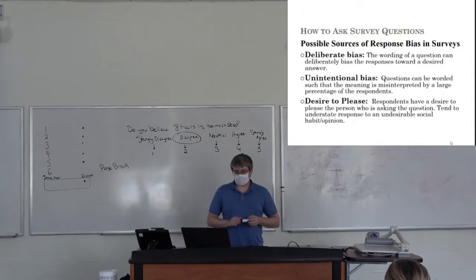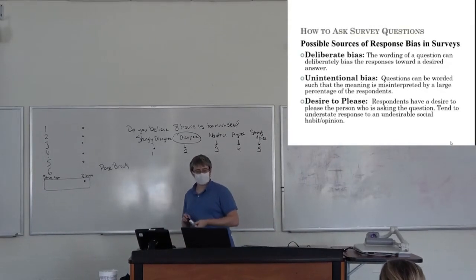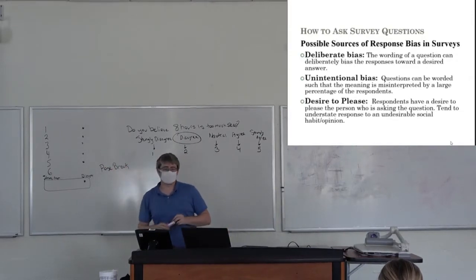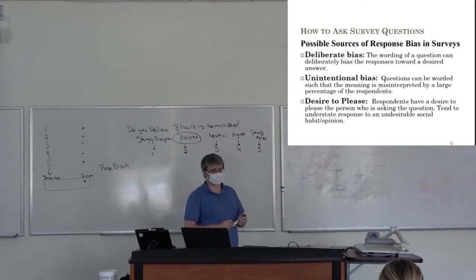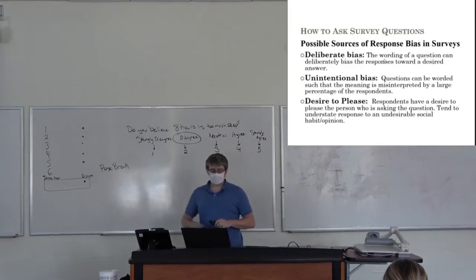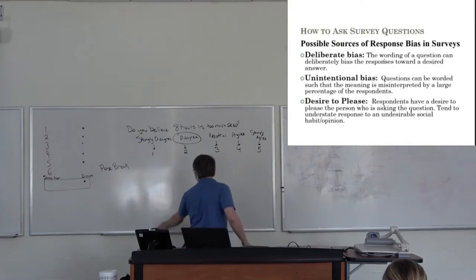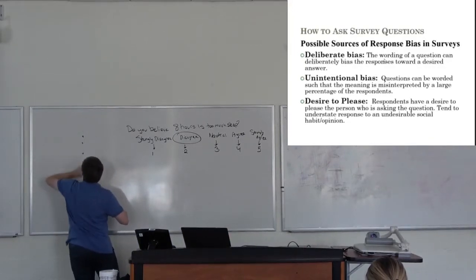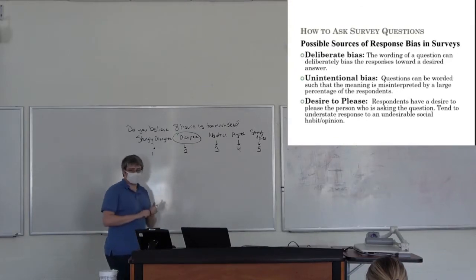And so how do we ask different survey questions? We want to avoid these types of response bias by framing our questions carefully. So one is deliberate bias. The wording of a question deliberately biases the response towards an answer. So one example of this is you may have misleading words in there.